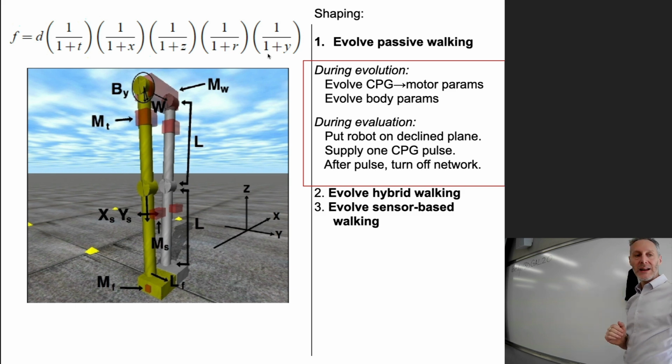Delete the ones that get low F, make randomly modified copies of the genomes that get a higher value of F, and continue until you get passive dynamic walking down the decline plane. That's phase 1 of the experiment. Questions? So far, so good?